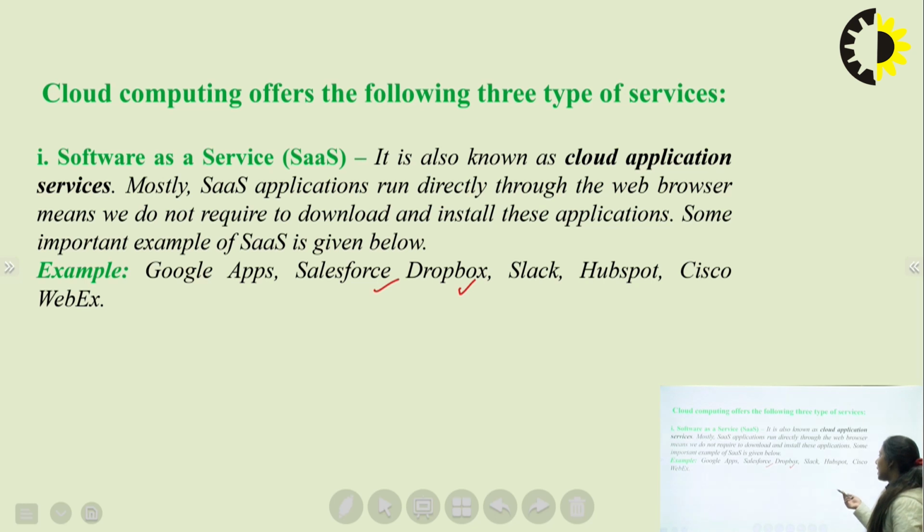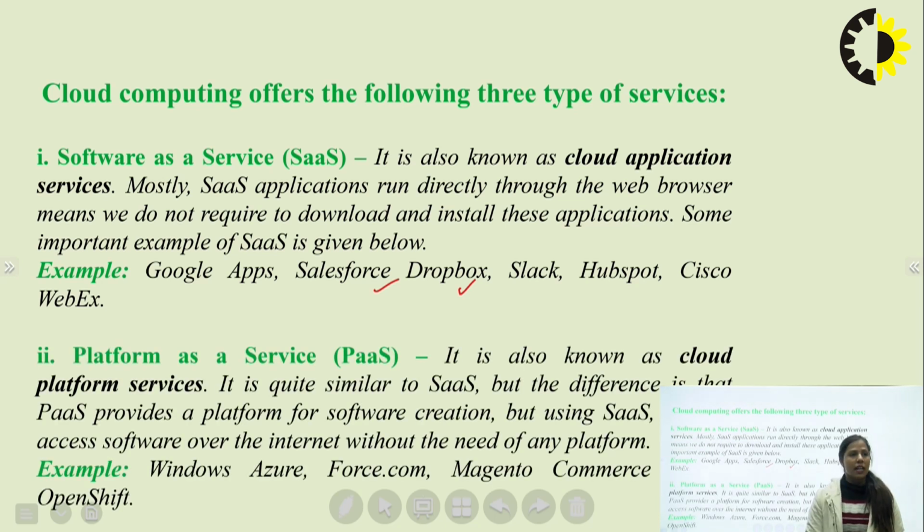Then we have Slack, HubSpot, and Cisco WebEx. These are examples of software as a service. WebEx is like a Zoom meeting example. These are various applications which run directly on the web browser. You don't require to download and install these applications. Got the point? Now we have platform as a service.